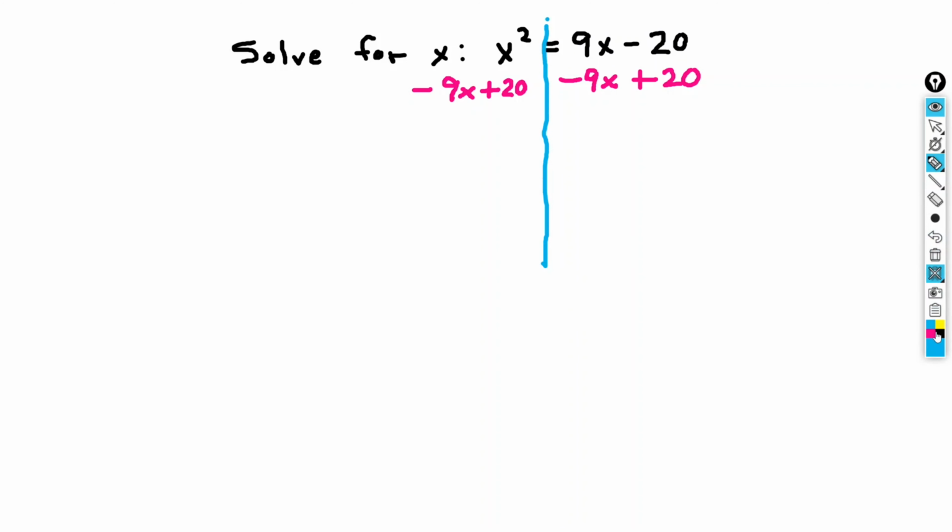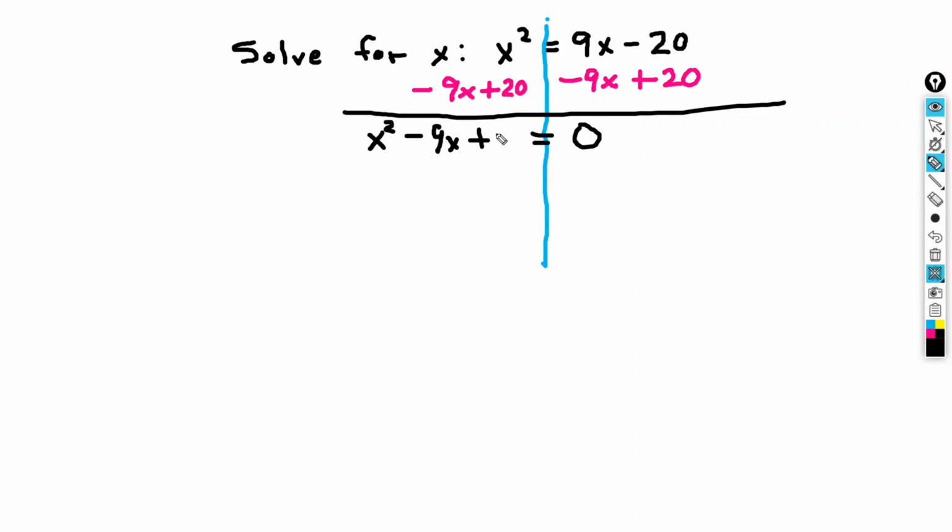All right, so when I do that, this side, 9x minus 9x is 0. Negative 20 plus 20 is 0. So this side is going to equal 0. On this side, x squared, negative 9x, and positive 20 are not like terms, so we can't combine them. So I'm just going to write them as x squared minus 9x plus 20 equals 0.